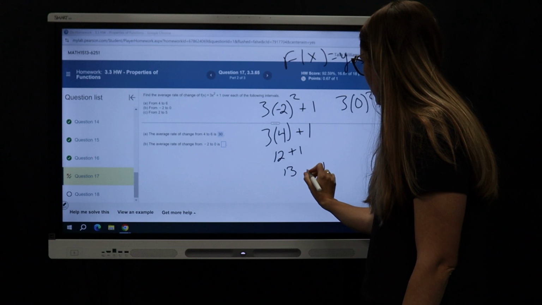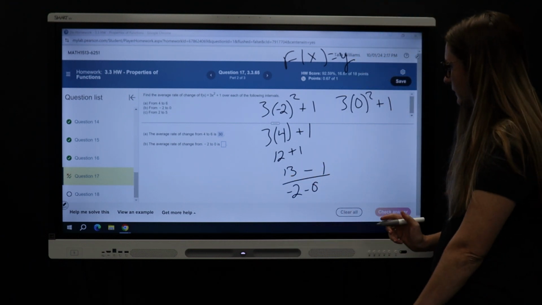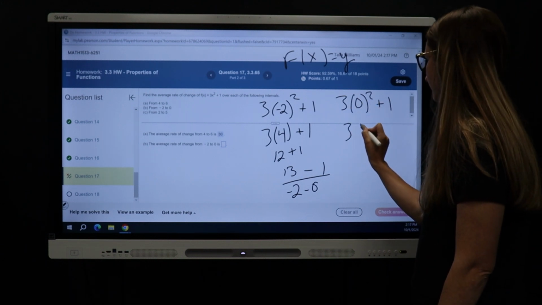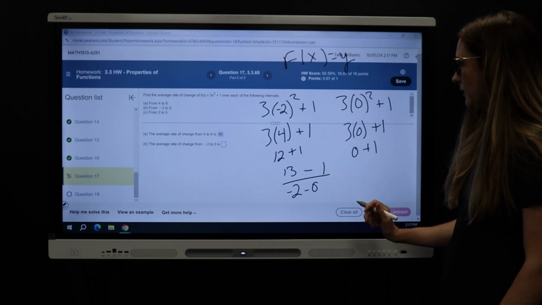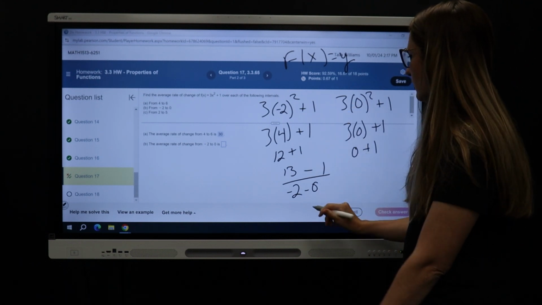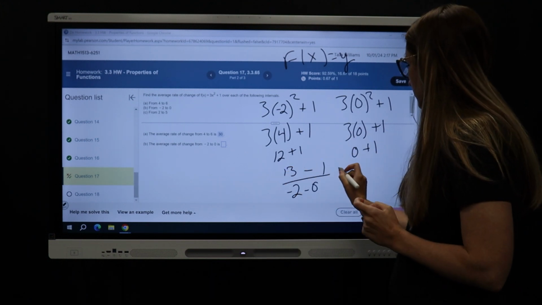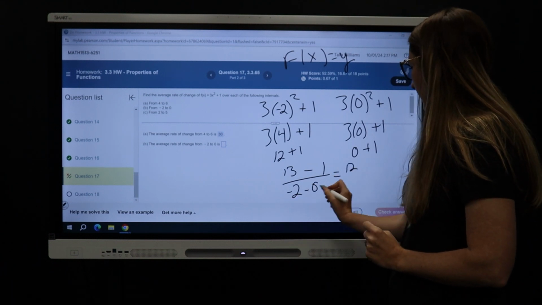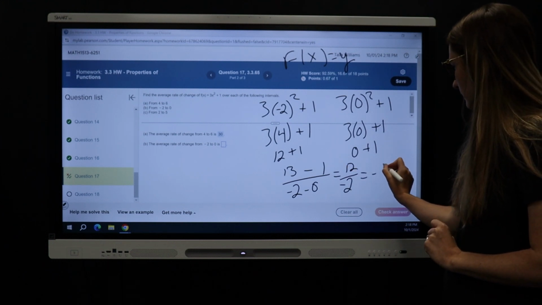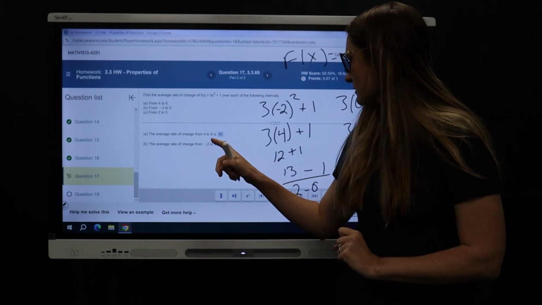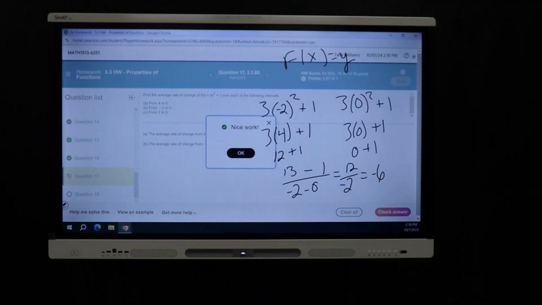So I have 13 subtract 1 over negative 2 subtract 0. And remember that we subtract these two and we subtract these, just like on our slope, we subtract. 13 subtract 1 is going to give us 12. Negative 2 subtract 0 is a negative 2. 12 divided by negative 2 is negative 6. Yay. Okay.